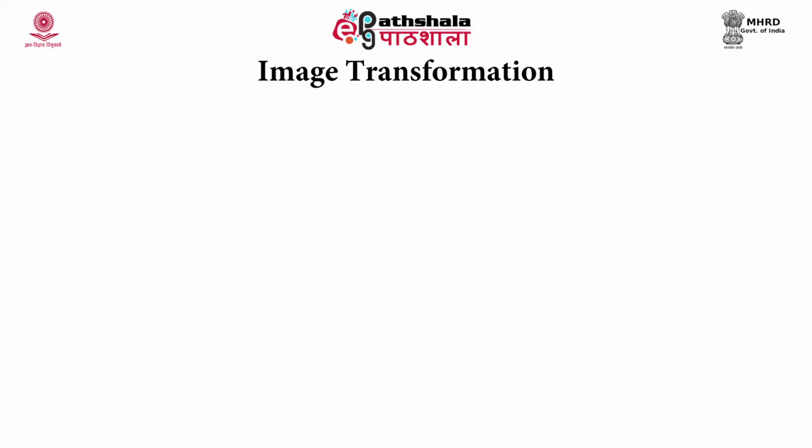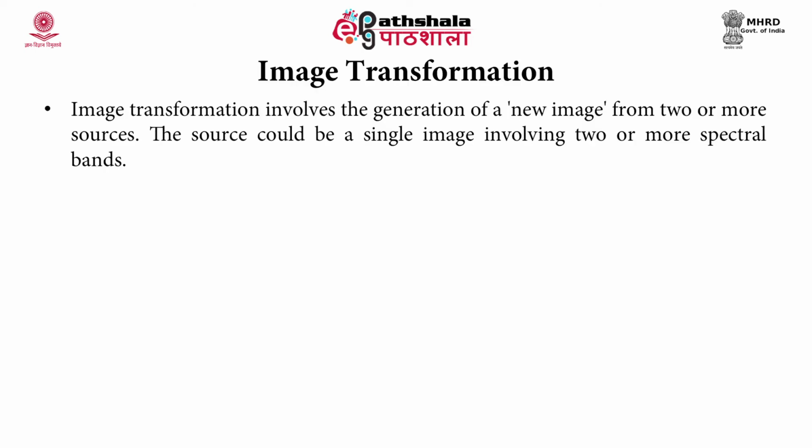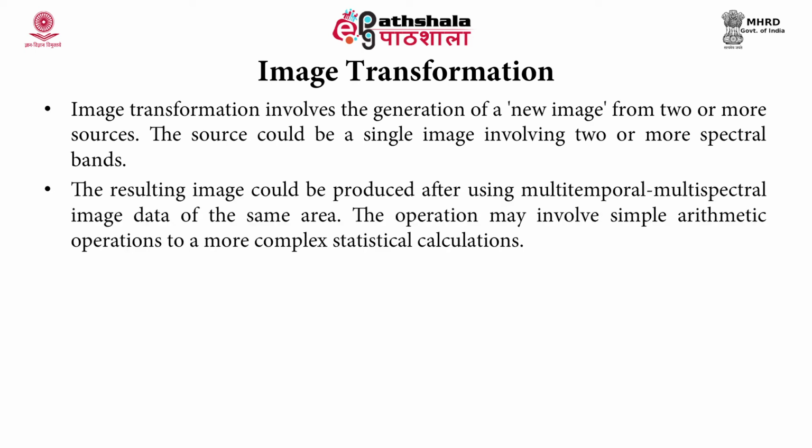The next step is image transformation. The image transformation involves the generation of a new image from two or more sources. The source could be a single image involving two or more spectral bands. The resulting image could be produced after using multitemporal or multispectral image data of the same area. The operation may involve simple arithmetic operations such as addition, subtraction or division to more complex statistical calculations.